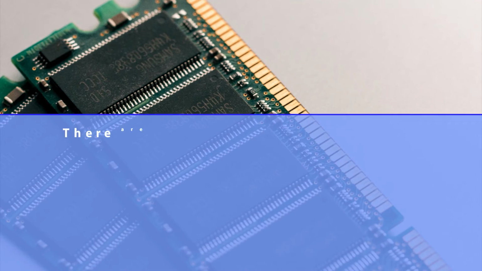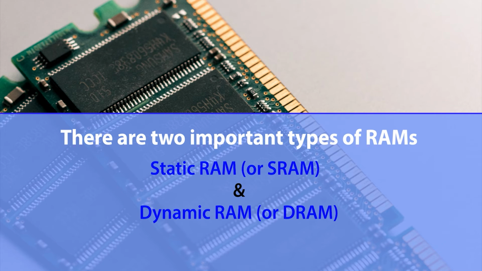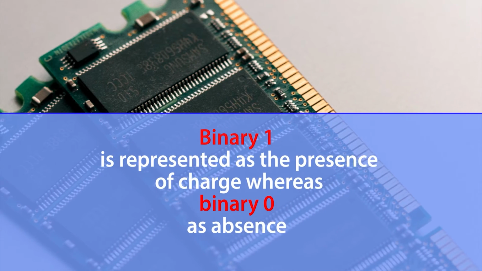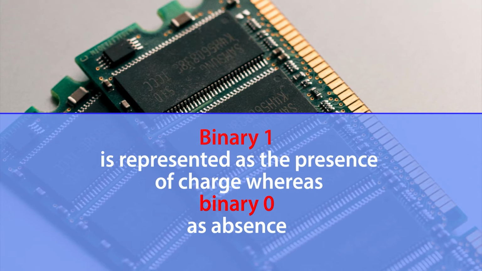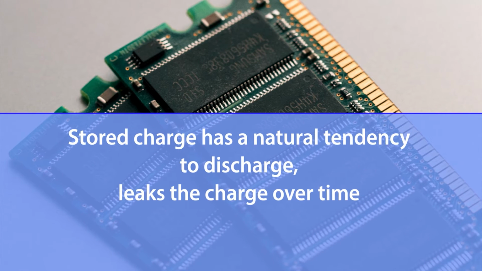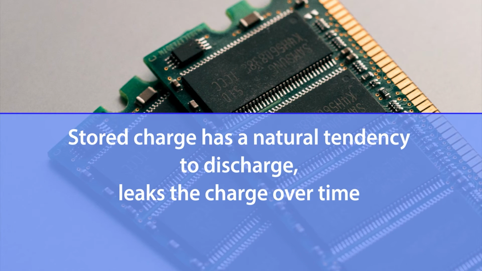There are two important types of RAM. One is SRAM, that is static RAM, and the other one is dynamic RAM or DRAM. Basically, the dynamic RAM stores the binary information in the form of electric charge using capacitors and transistors. The binary 1 is represented as the presence of charge and binary 0 as the absence of charge in the capacitor. But as we know, the stored charge in a capacitor has a natural tendency to discharge. That means it leaks the charge over time, and because of that we may lose the information.